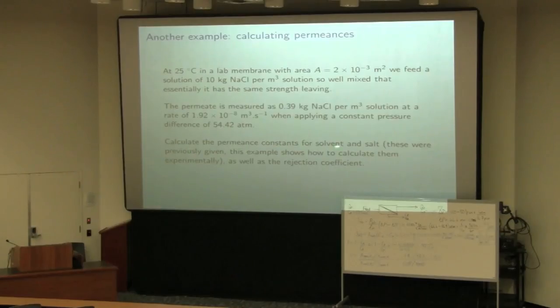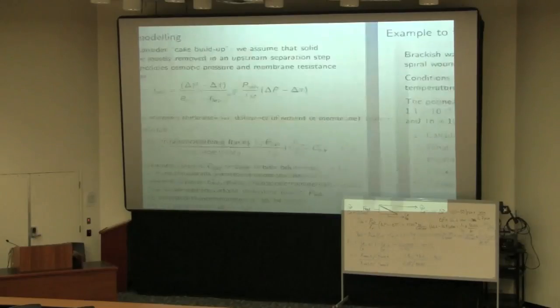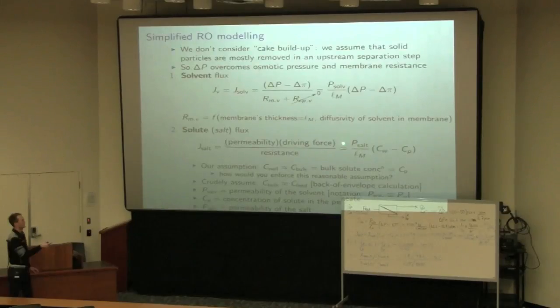Calculate the permeance constant for the solvent. The permeance constant for the salt, or in other words the mass transfer coefficient, is what we're after: calculating that combined ratio over there. That would require us to know the salt flux multiplied by the concentration difference. We know the concentration difference. We're told what those concentrations are. But here's the key new piece of information you need to get from this class today.